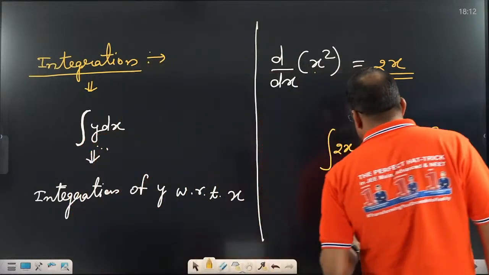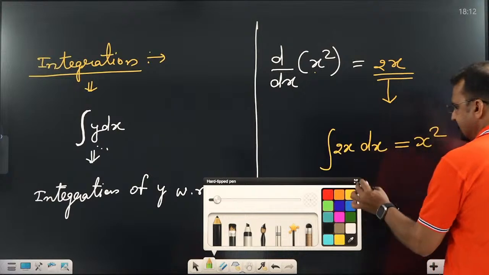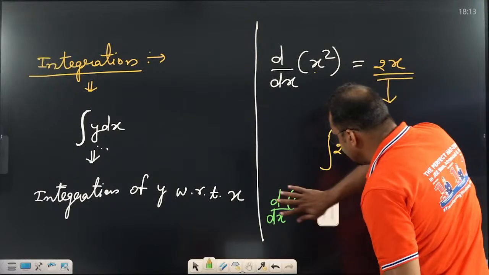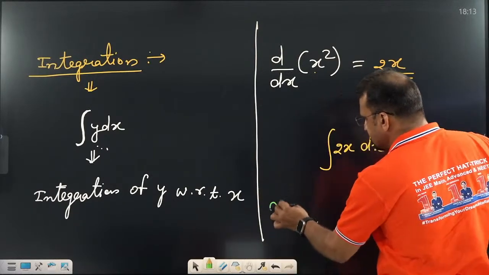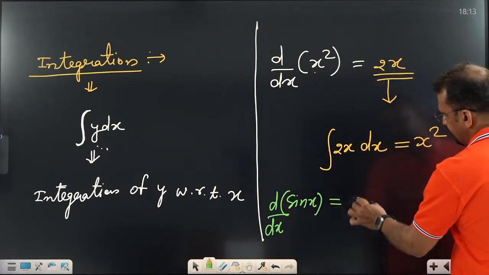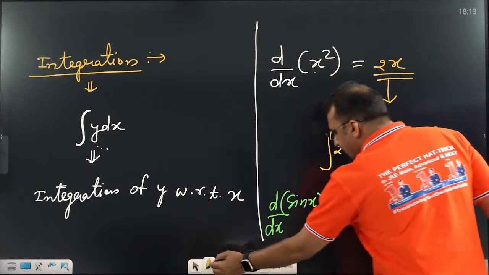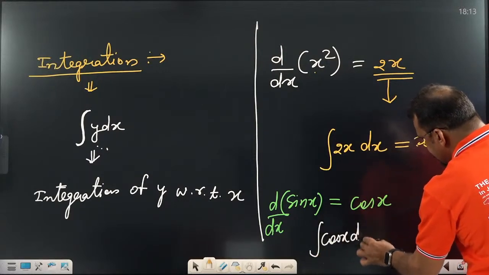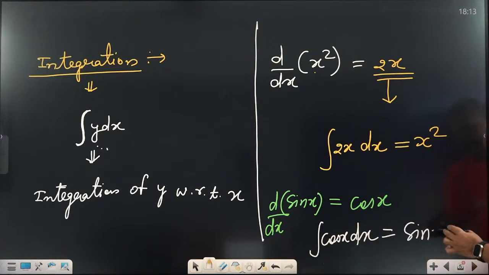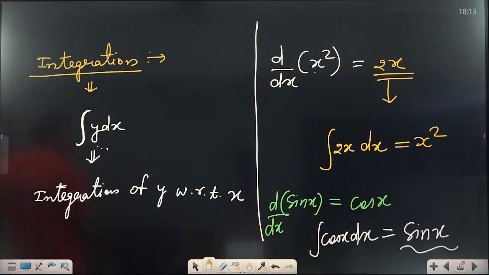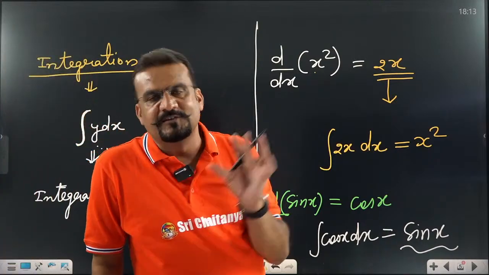Still, if you are confused, let us take one more example. You know d over dx, differentiation of sin x. What is the differentiation of sin x? D over dx sin x is going to be cos x. If someone asks, what is the integration of cos x dx? That is going to be sin x. So I think one concept is clear to you guys. What is integration? Integration is basically the reverse process of differentiation.